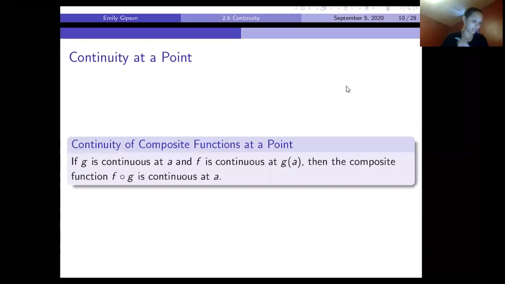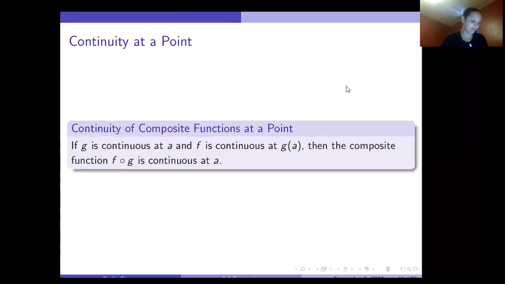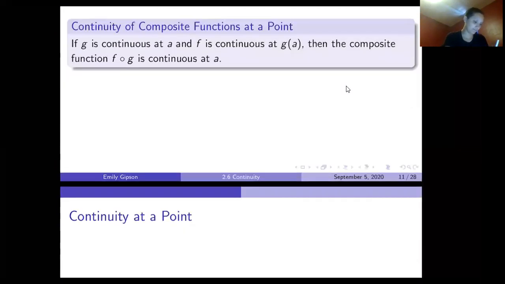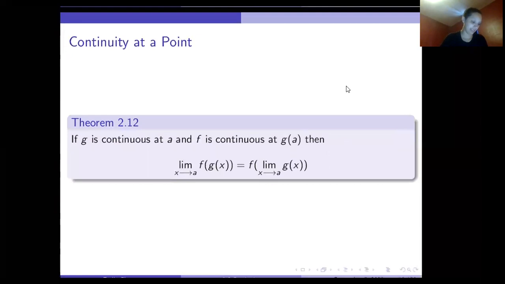Now let's talk about continuity of composite functions at a point. If g is continuous at a, and f is continuous at g of a, then the composite function f circ g is continuous at a. So what does this look like? Let's see one more theorem before we get into this.